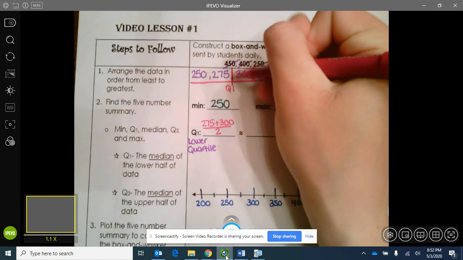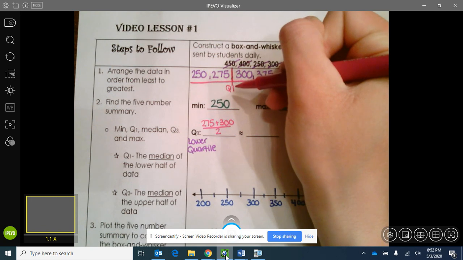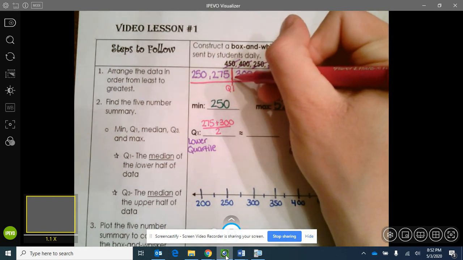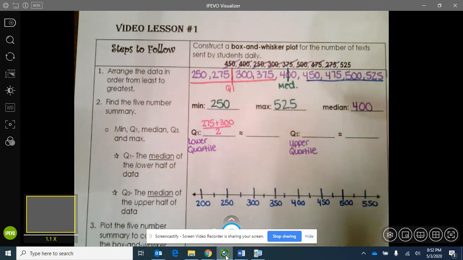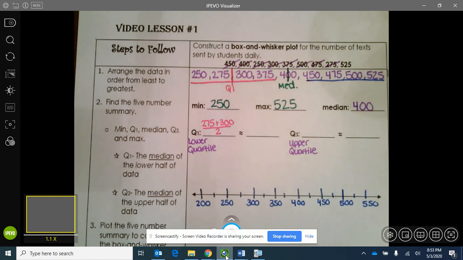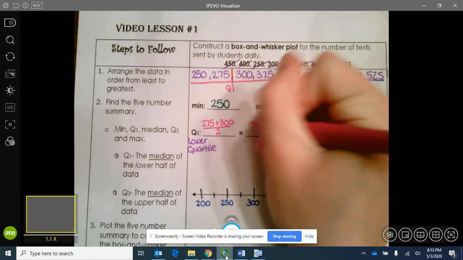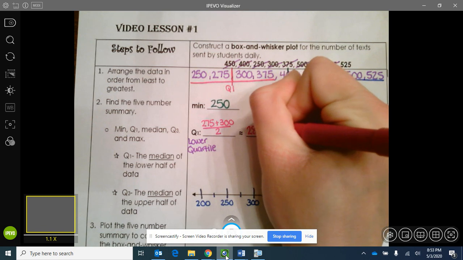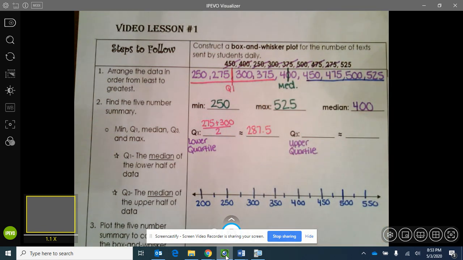So my Q1 value lies right here. It's directly between 275 and 300. So because it's directly between 275 and 300, I need to find the average of those two. So I need to add them up and divide by 2. So when I do that, I will get 287.5. So that's my Q1 value.